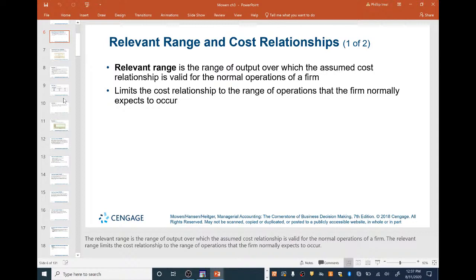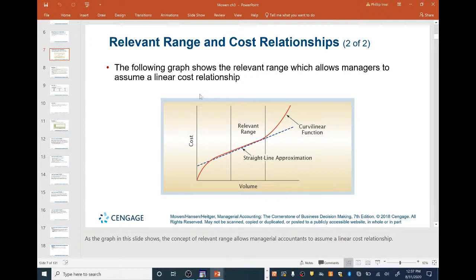So that's going to be our relevant range right there, that we're going to be concerned with what the cost relationships are within that relevant range. Okay. So we can see here the following graph is going to show the relevant range, which is obviously going to enable managers to assume a linear cost relationship.